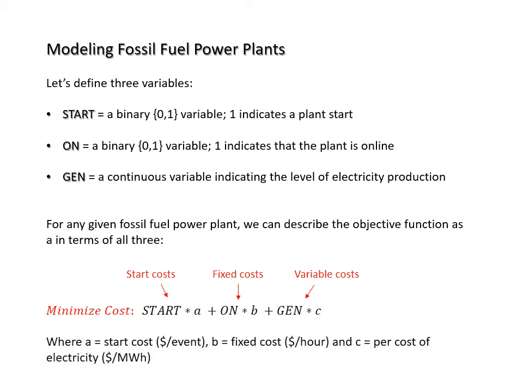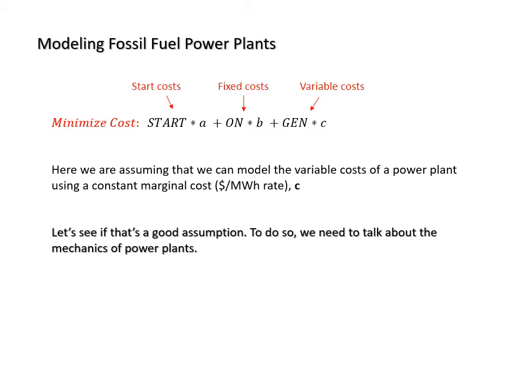And then variable costs we represent by multiplying the gen variable, which is the actual amount of electricity that we're producing, times the variable cost rate of producing electricity at the plant, in dollars per megawatt hour. In this case, the way I've written it, we calculate the variable costs for this particular power plant by multiplying this continuous variable gen times the variable cost rate C, which I gave you in a dollar per megawatt hour amount.